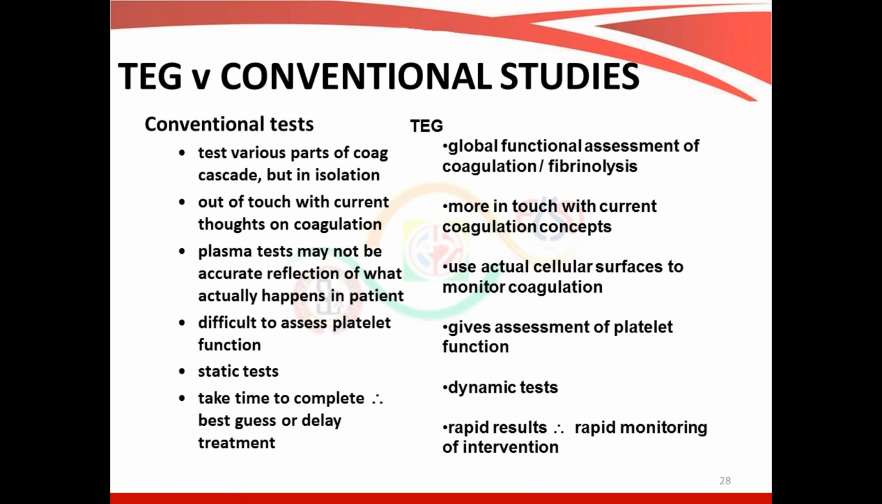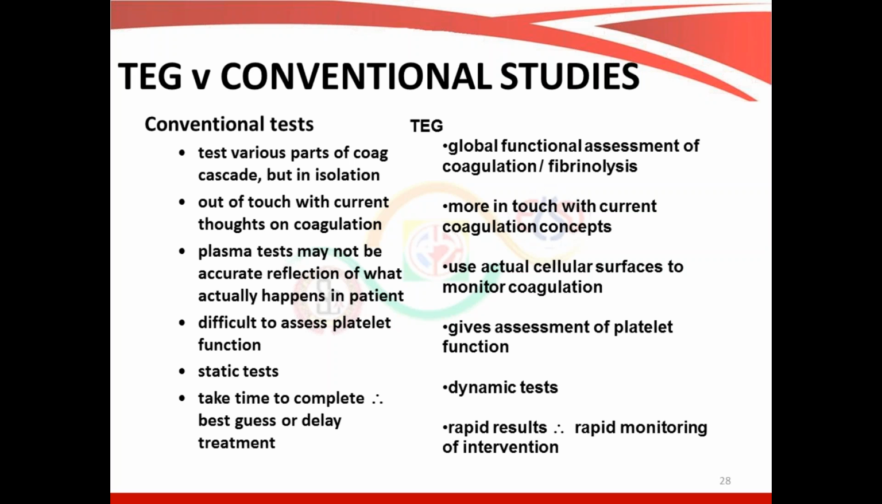When you do a TEG versus conventional tests like APTT, PT, INR kind of study, then they are more in touch with the current concepts of coagulation, which the British Transfusion Society and the American Transfusion Society have laid down. It gives assessment of platelet function. These are dynamic tests. They tell you within a short period of time, and they do not delay your giving of your blood products judiciously.